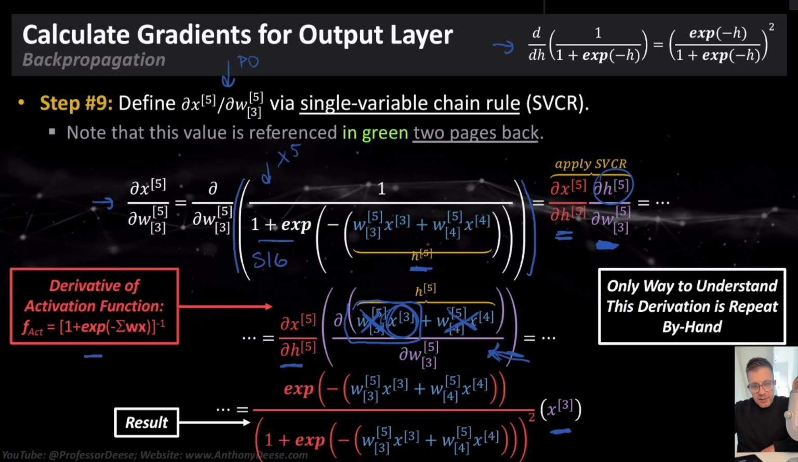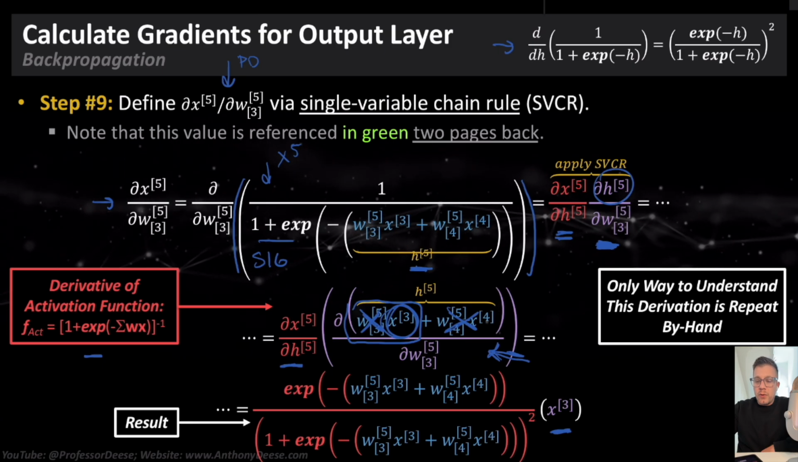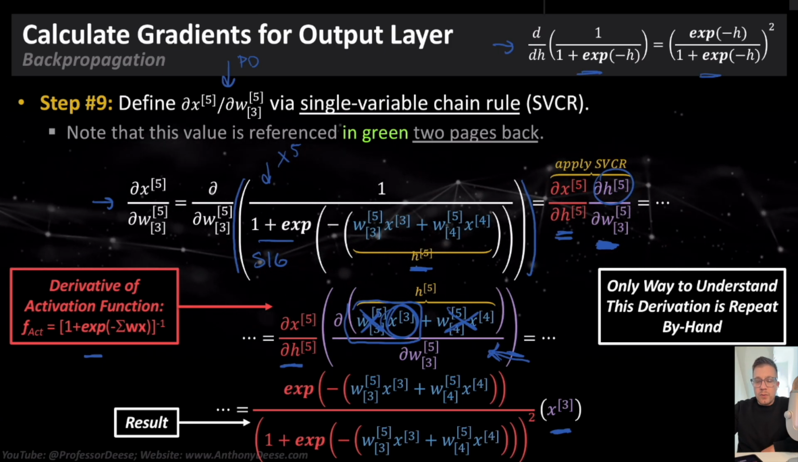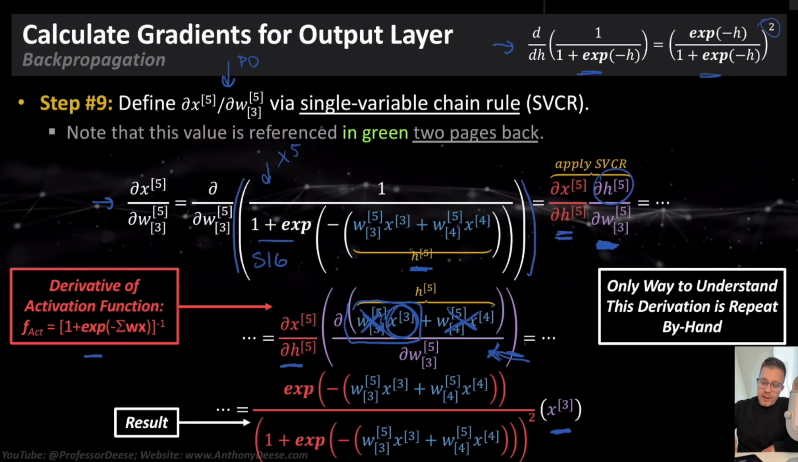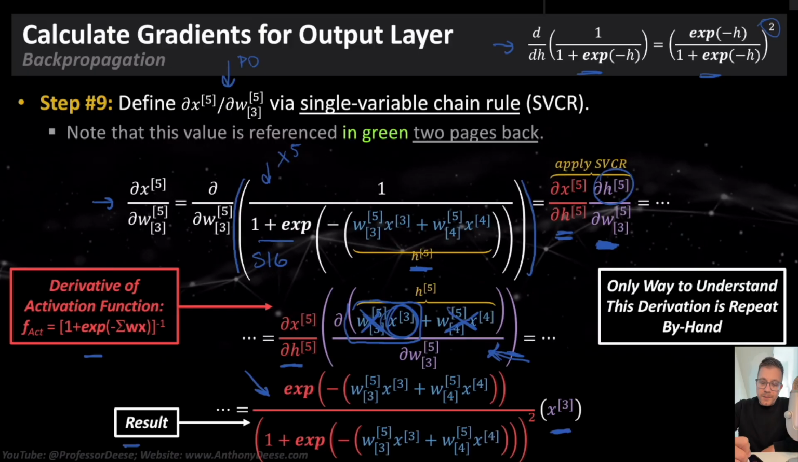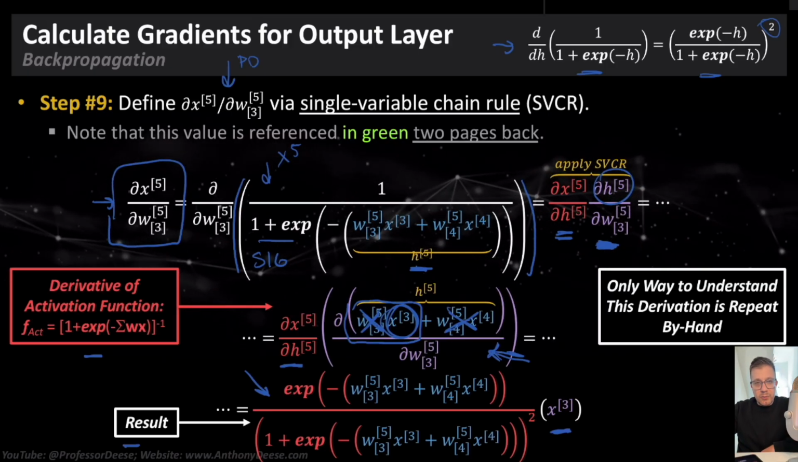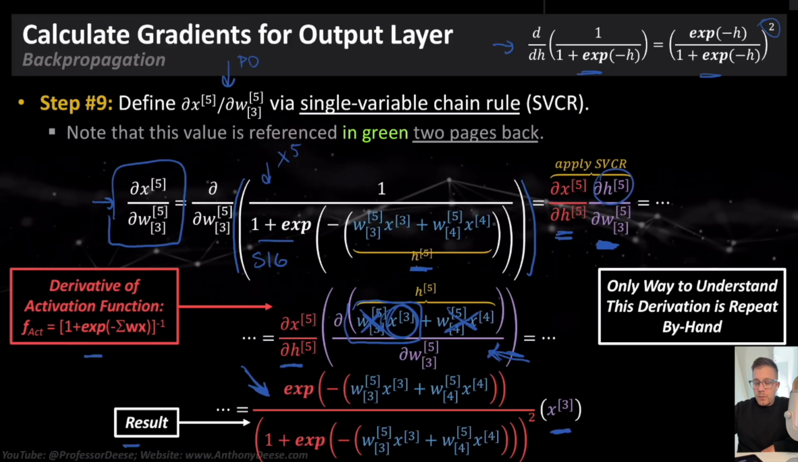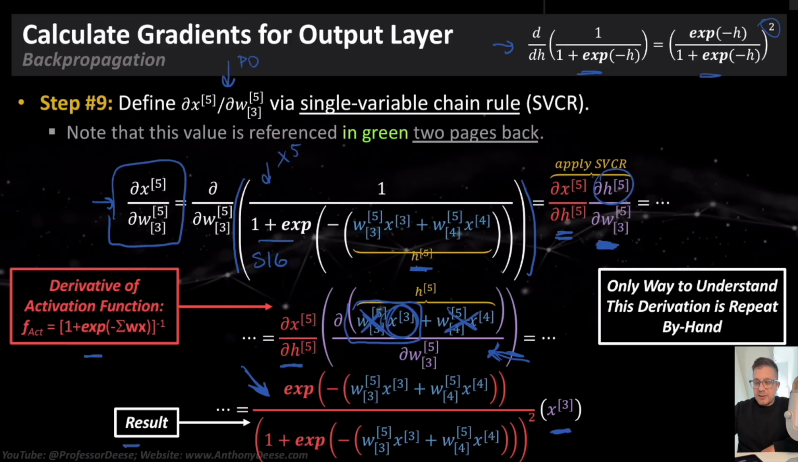The derivative, or same as partial derivative in this case, of 1 over 1 plus e to the negative h is equal to e to the negative h over 1 plus e to the negative h squared. And so we apply that identity here in red, and we're left with the result. Essentially, the partial derivative of state x5 with respect to synapse weight 3,5 is equal to e to the negative h over 1 plus e to the negative h times state x3.